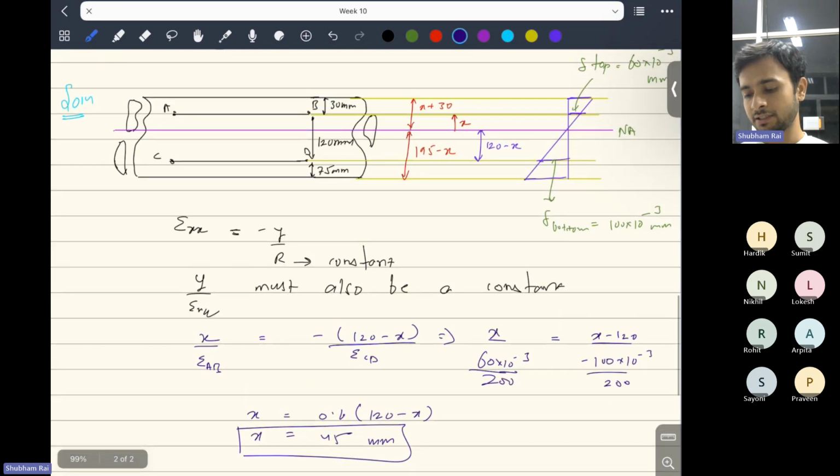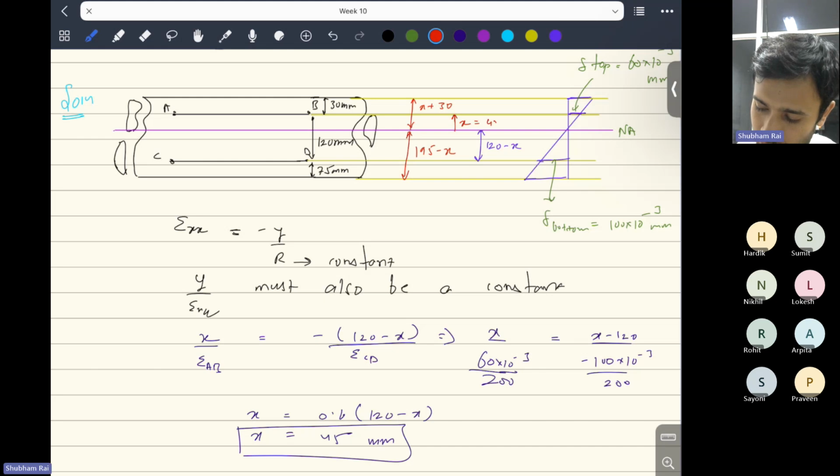So what we have done initially is we have analyzed that if this is the formula of strain and this is a case of pure bending, so r is going to be constant. That's why this ratio of y divided by epsilon xx will be constant. So that's why we have equated this ratio for the fiber AB and fiber CD. And from here, we have found out the value of x, that is the distance of the neutral axis from the top fiber. Now we have the distance of the neutral axis, so x is 45 mm. So neutral axis is at a distance of 45 mm from the top fiber.